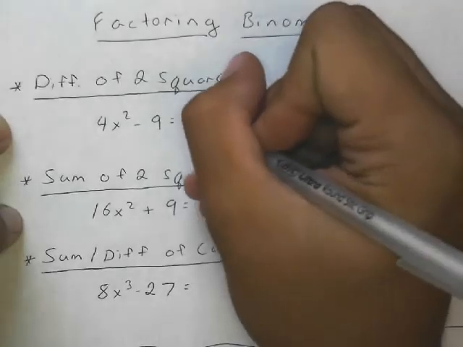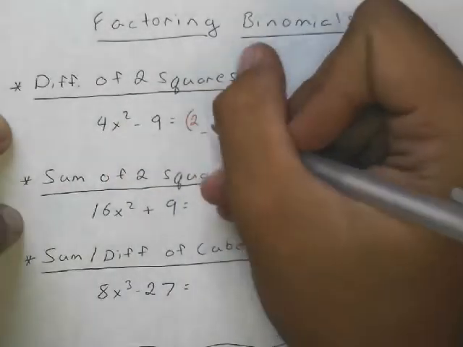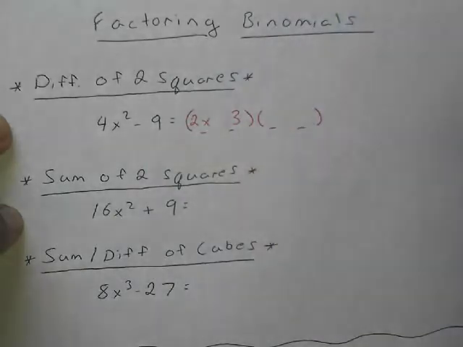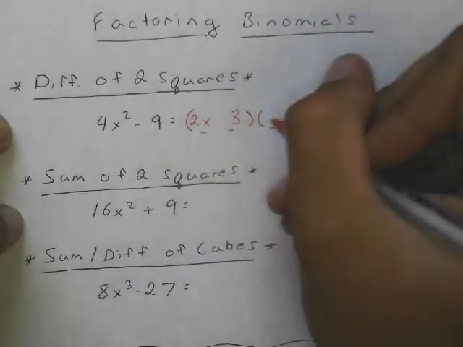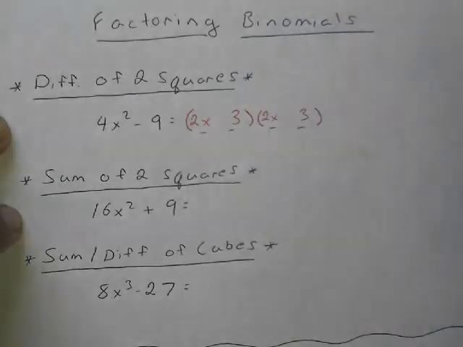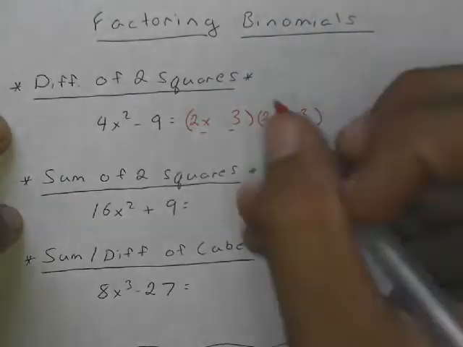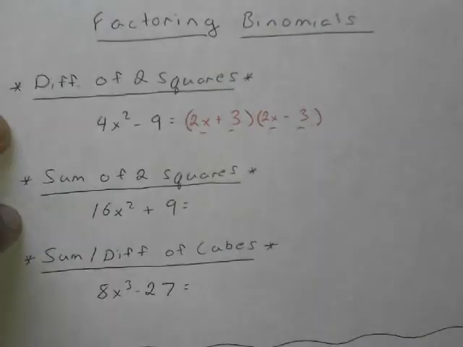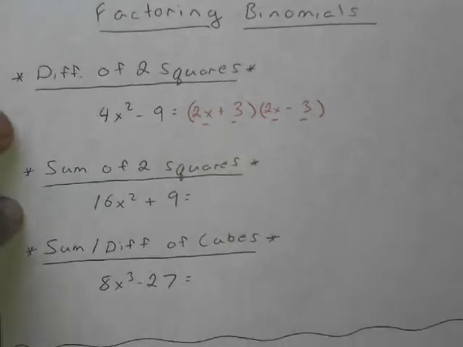So square root of 4 is 2, square root of x squared is x, square root of 9 is 3, and that's going to be the exact same thing over here, a 2x and a 3. The only difference is that they are going to have opposite signs, a plus sign and a minus sign in between. And that's how we factor a difference of two squares.